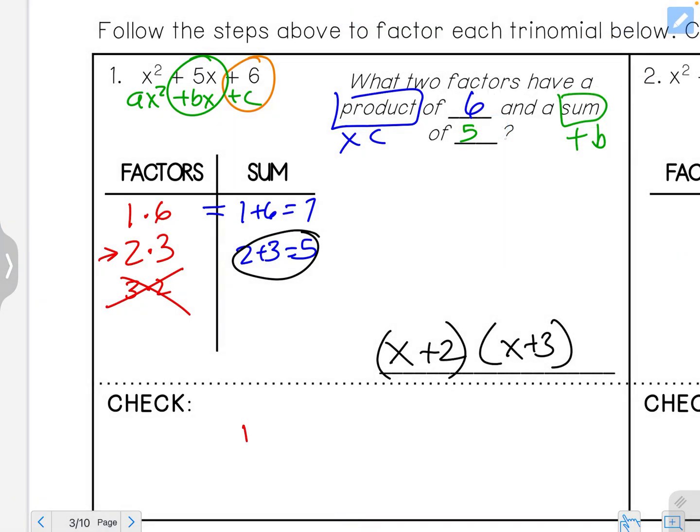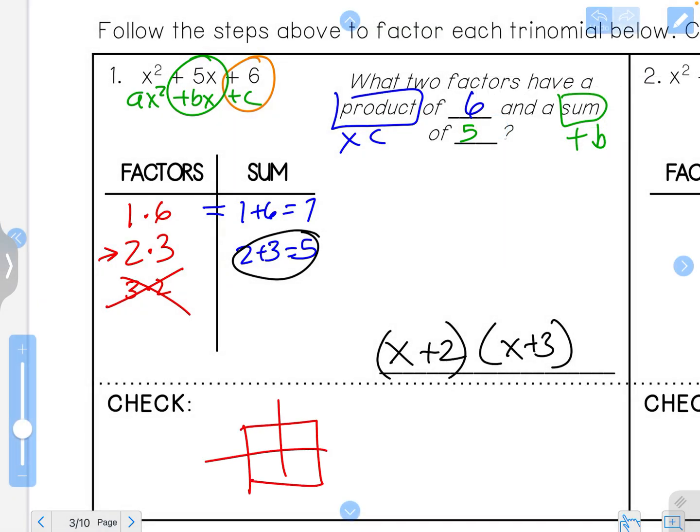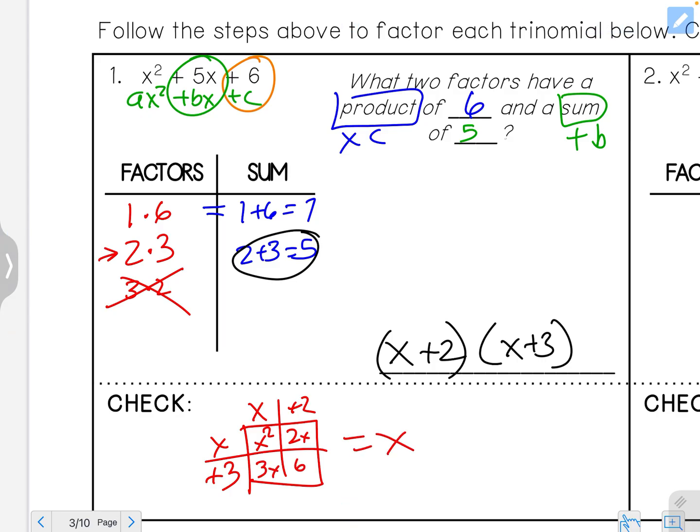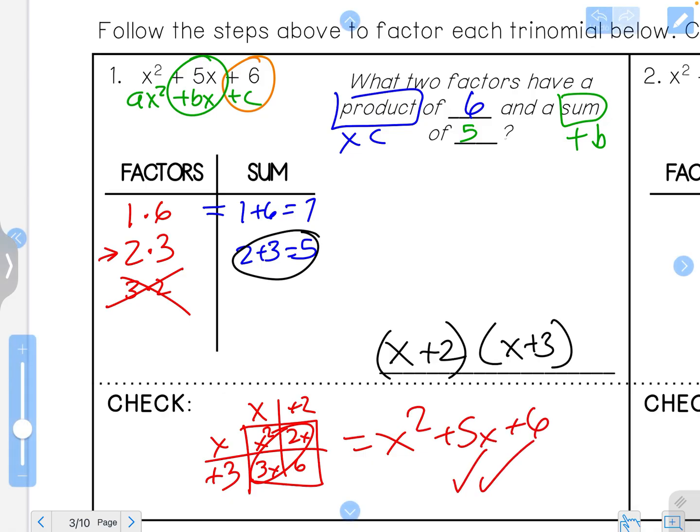So we can check our answer by using the box method. So x plus 2 times x plus 3. x squared, 2x, 3x, 6. So our answer when we combine our like terms should be x squared plus 5x plus 6, which means we did it correctly.